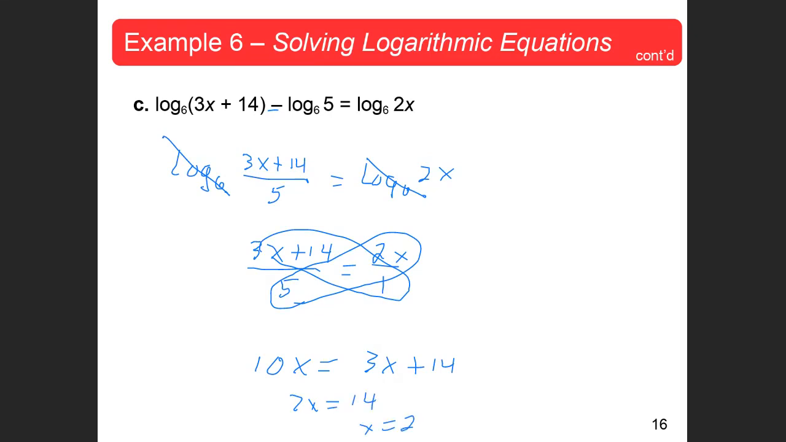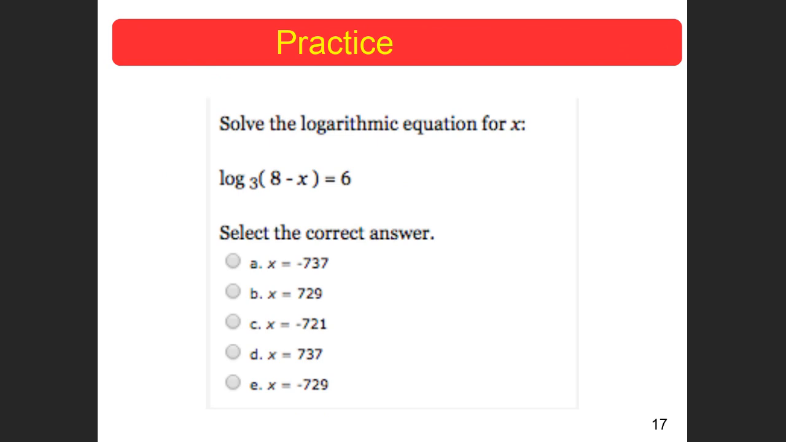Can I check myself? Sure. Put 2 in here. 3 times 2 is 6. That gives me 20. Minus, so log base 6 of 20 minus log base 6 of 5. Well, remember we divide, so that would give us log base 6 of 4. So that would give us the 2x there. And then we can put the 2 in here. 2 times 2 is 4, so log of 4 is equal to log of 4. It does work. And we can check our answers.